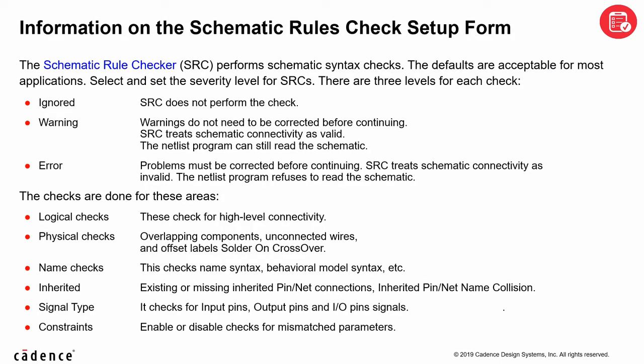This slide explains a bit more about what you saw on the previous slide. There are 3 levels for each check: ignored, warning, or error. Take some time to read what these levels of checks are for. The checks are done for the areas mentioned on the slide, and you saw them as tabs on the snapshot on the previous slide. These can be logical checks, physical checks, name checks, inherited, signal type, and constraints.